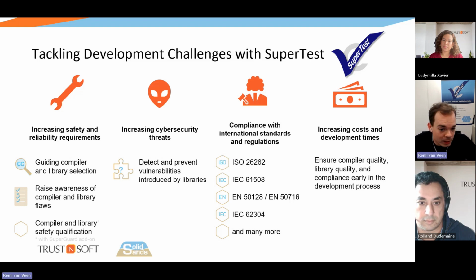Now, that only leaves one missing piece of the puzzle, and that is the increase of cybersecurity threats. Because how do you know for sure that the library that you rely on does not introduce vulnerabilities into your code? Like I just said, with SuperTest, you at least make sure that the functionality is verified. You know that the library is doing what it is supposed to do. But how do you make sure that no vulnerabilities are introduced? Well, that is where SuperTest and TrustInSoft Analyzer together are coming in. Because that way, by using the two products together, you can detect and prevent vulnerabilities from being introduced by libraries.